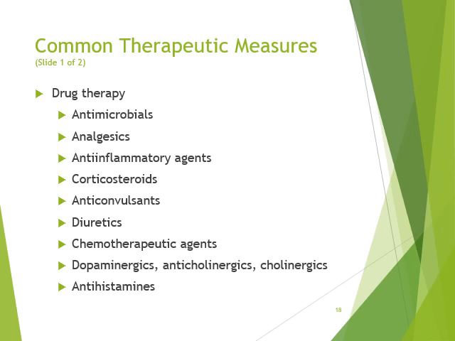Some are used to treat neurological disorders. They include antimicrobials, analgesics, anti-inflammatories, corticosteroids. That will be used a lot in neurological disorders. Anti-inflammatory, because a lot of injuries are inflammation. Anticonvulsants, if a patient has seizures. Diuretics are important. If there's fluid on the brain, they might give a diuretic.